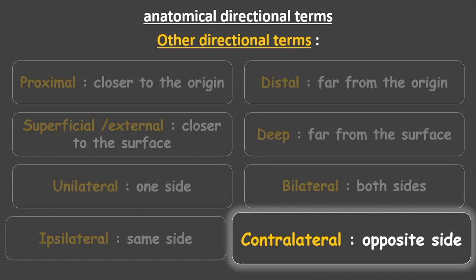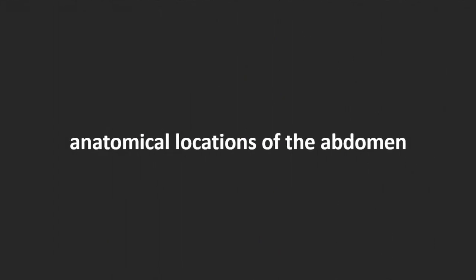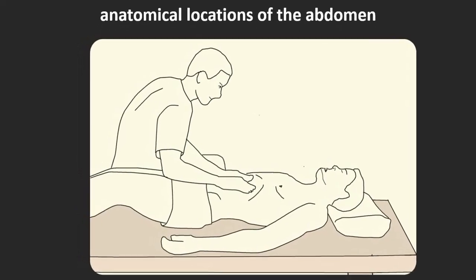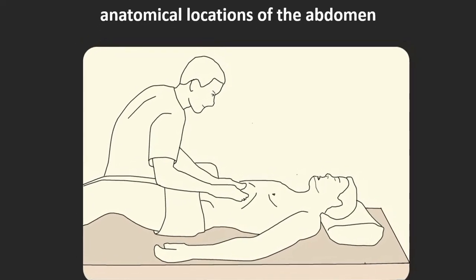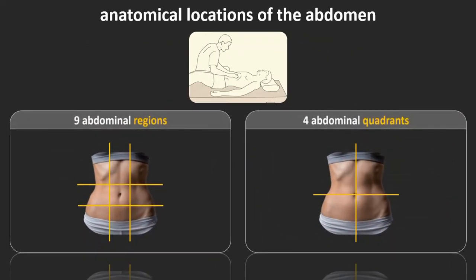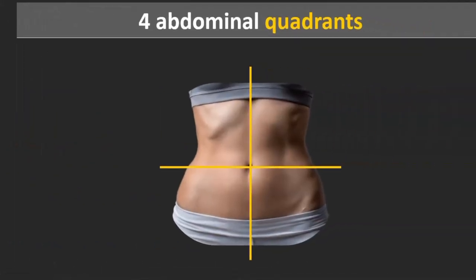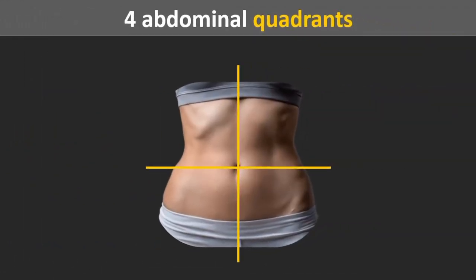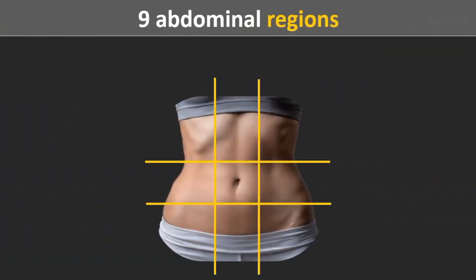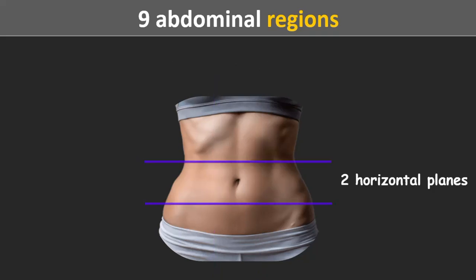Now let's talk about the anatomical locations of the abdomen. As you know, during the clinical examinations of the abdomen, it is necessary to specify the location of some pain or injury. And to reach that aim, we can refer either to the 9 abdominal regions or to the 4 abdominal quadrants. First, let's talk about the 9 abdominal regions. It involves 2 parasagittal planes and 2 horizontal planes.